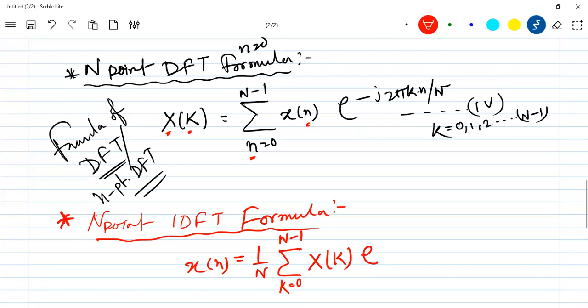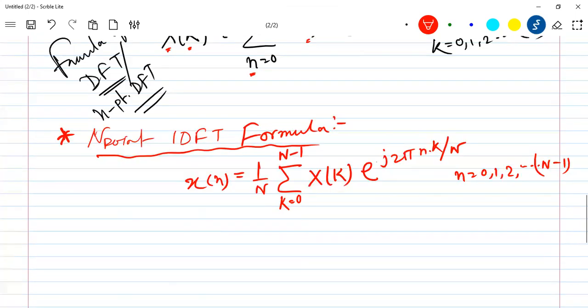Then e to the power, in place of DFT, what did we write? e to the power minus j 2 pi k n by N, isn't it? Here we are using a plus sign. e to the power j 2 pi n k by capital N, where n equals 0, 1, 2 up to N minus 1. Is that clear? Anyone having any doubt? Hopefully no doubt at all, isn't it? So now we just move to the next part.